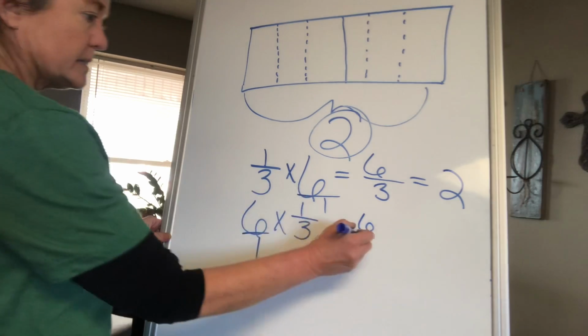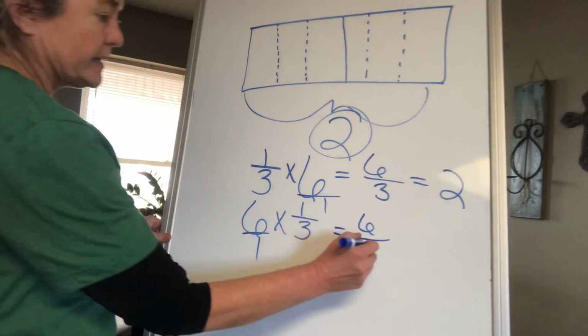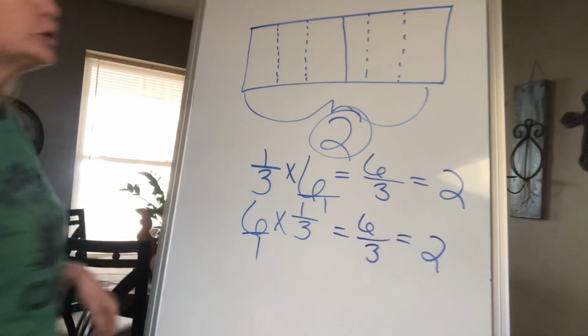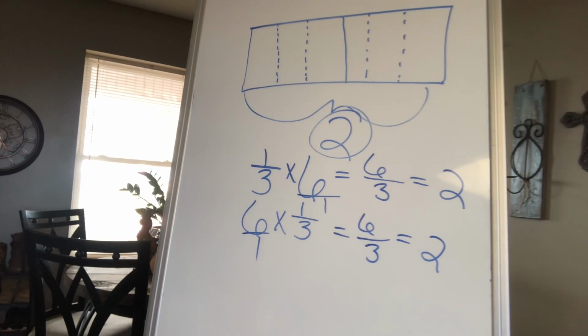6 times 1 is 6. 1 times 3 is 3. And 6 divided by 3 is 2. So either way, you get the same answer.